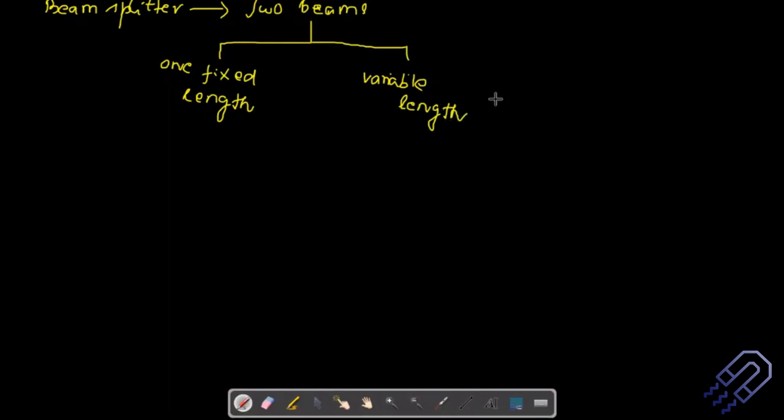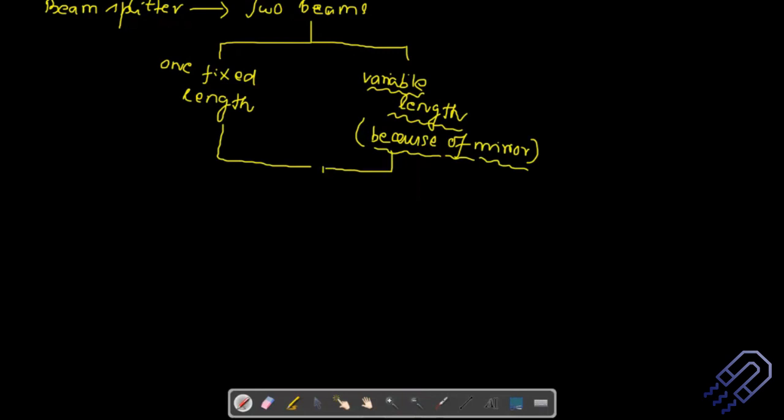So how is this variable length achieved? By using mirrors. For one part of the beam, it just goes straight, which measures any kind of noise that the system might have. And the other one has a variable length. How do we vary the length? We use mirrors, and with the mirror, the length can be varied. And then finally, both of them will meet at some point.